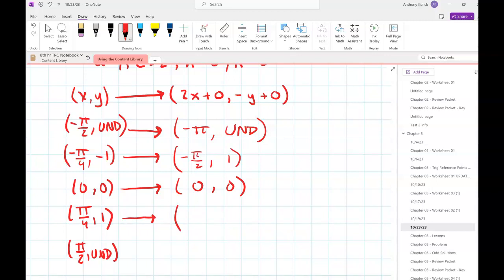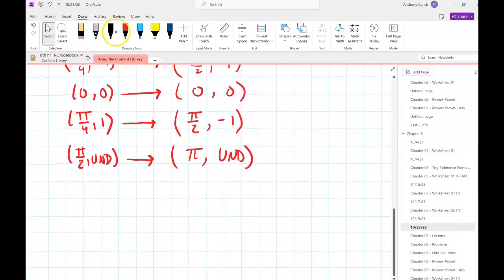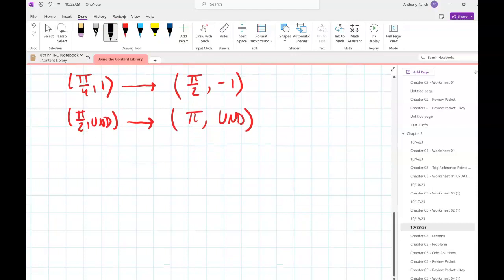So what's 2 times pi over 4 for my next point? Positive pi over 2. And then negative of positive 1 is negative 1. And what's 2 times pi over 2? Positive pi. And negative of undefined is still undefined, right? Okay. So let's draw a picture here.